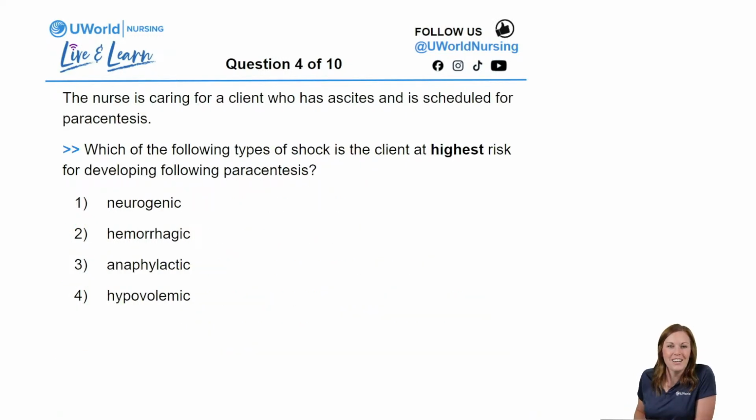Okay, question 4. Y'all are doing great. The nurse is caring for a client who has ascites and is scheduled for a paracentesis. Which of the following types of shock is the client at highest risk for developing following paracentesis? Option 1, neurogenic. Option 2, hemorrhagic. Option 3, anaphylactic. Option 4, hypovolemic.